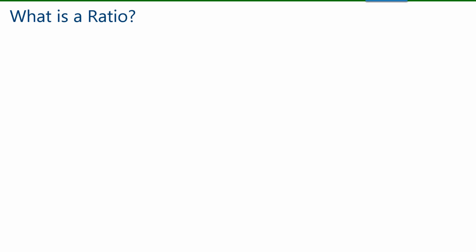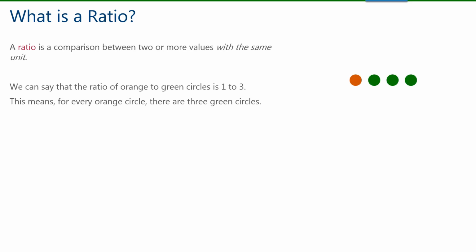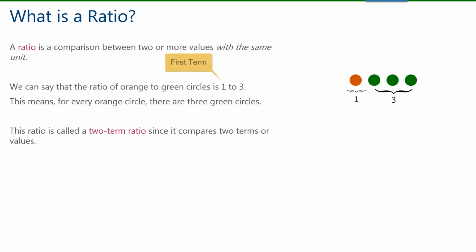What is a ratio? A ratio is a comparison between two or more values with the same unit. We can say that the ratio of orange to green circles is 1 to 3. This means for every orange circle, there are 3 green circles. This ratio is called a two-term ratio since it compares two terms or values. 1 would be the first term, and 3 would be called the second term.